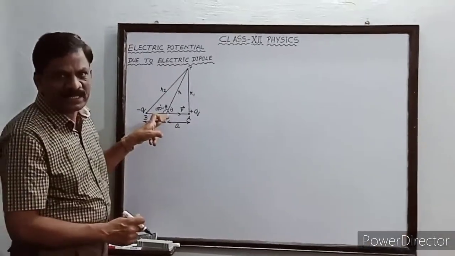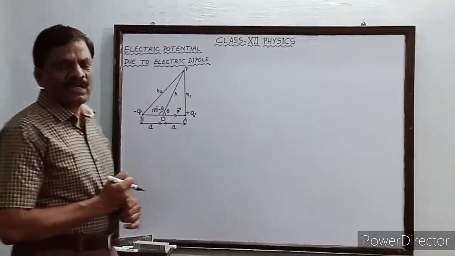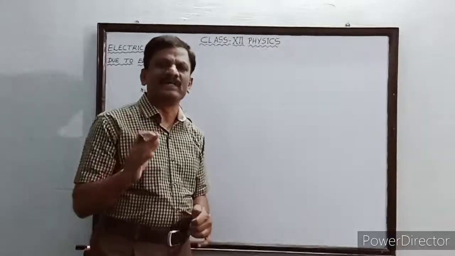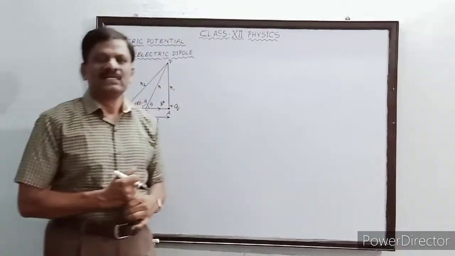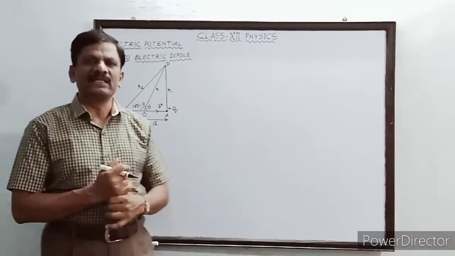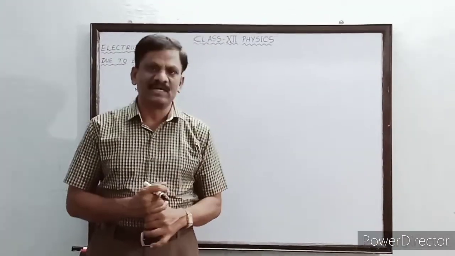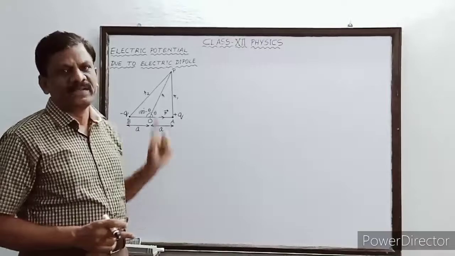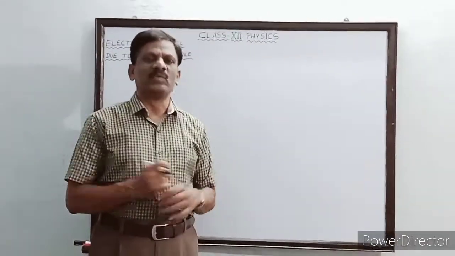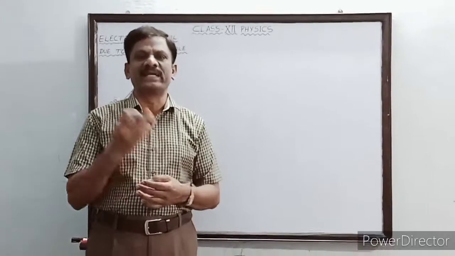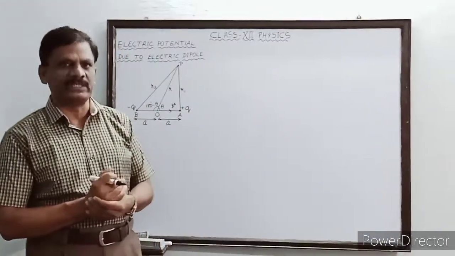Now I have told you that at any point surrounding this system there will be two electric fields. In a similar way, at any point there will be two electric potentials, one due to the negative charge, the other one is due to the positive charge. So we have to add these two potentials to get an expression for the net electric potential.